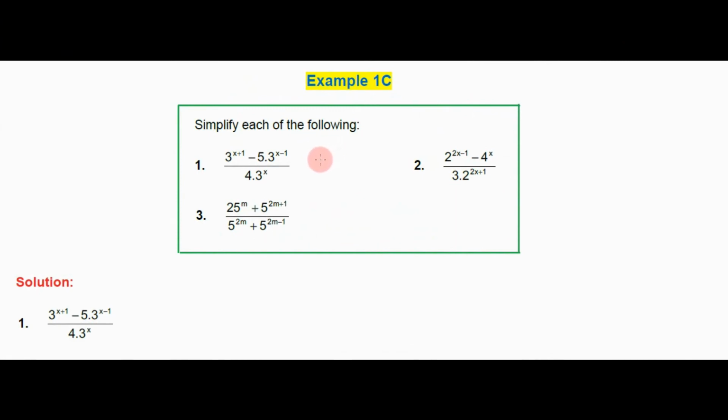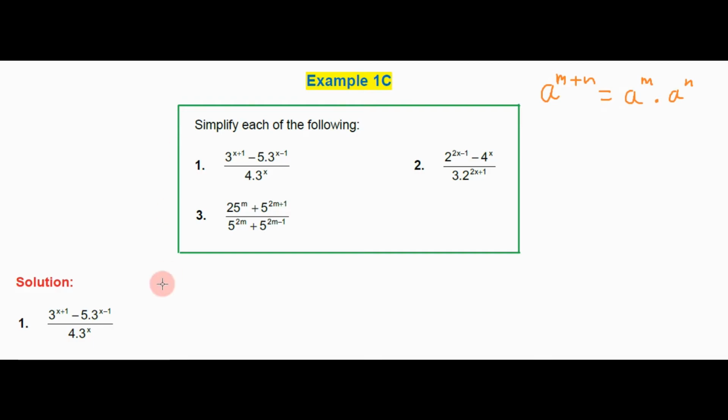In this example, we have to simplify each of these expressions. Now, the difference between these expressions and the ones that we've come across before is that both types are algebraic fractions, but in this type of problem, the terms in either or both of the numerator and denominator are separated by pluses or minuses. We're going to use the exponential law, a to the m plus n is equal to a to the m times a to the n. And we're going to use this law to split up the terms.